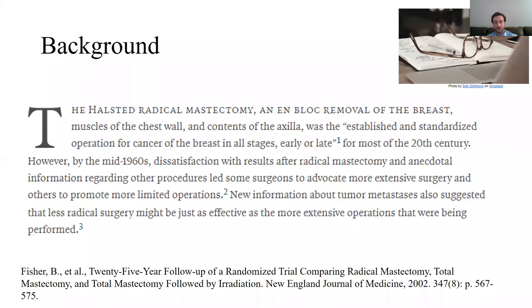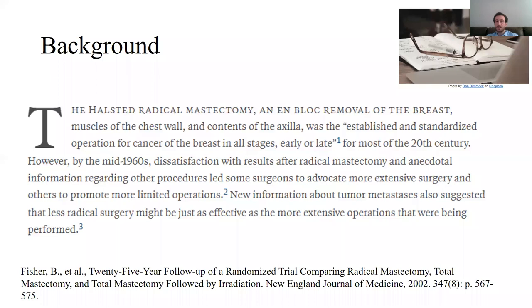So this is a background from a New England Journal of Medicine paper, randomized trial, mastectomy versus lumpectomy. So the author started his introduction or background of the topic by talking about how mastectomy was the standard of care and that it was morbid, and surgeons started doing something else because it's a less morbid procedure. You're removing the whole breast while you can achieve similar results with a less morbid procedure.